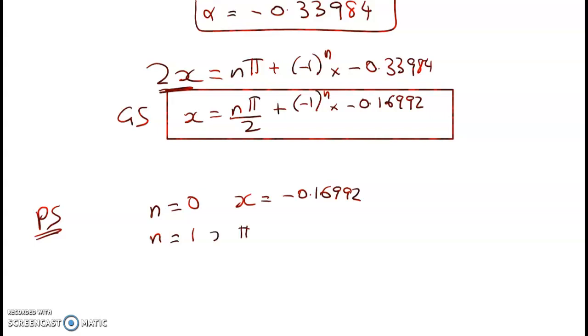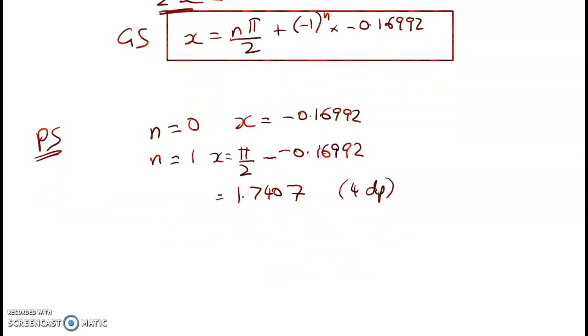Just got a cold. So for n equals 1, x is equal to pi on 2 minus negative 0.16992, which is 1.7407. And I'm doing all of this out to about 4 dp, right? So don't round it too hard. So that's the first value found. And then for n equals 2, we get x is equal to pi. Right, this bit here will be a plus. So it's going to be pi minus 0.16992, giving us 2.9722.